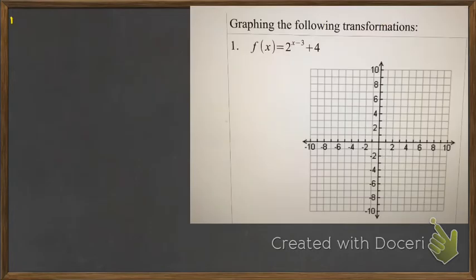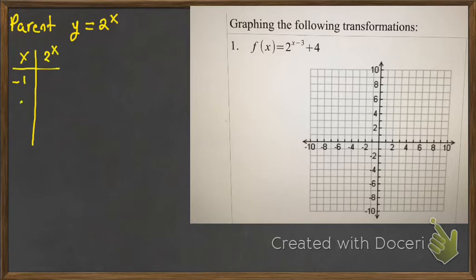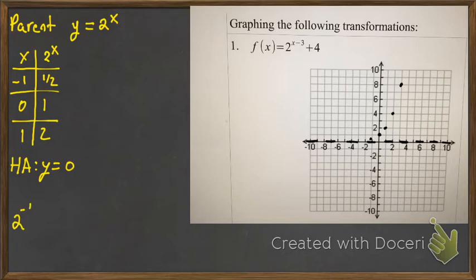So let's go ahead and take a look at the first one here. We're going to graph f of x equals 2 to the x minus 3 plus 4. So the base there is 2, and so our parent graph is 2 to the x. So we'll make our table x and 2 to the x. Use negative 1, 0, and 1. So it gives you 1 over the base, 1, and the base. In parent form, the horizontal asymptote is y equals 0. So we'll draw the horizontal asymptote and those 3 points, and then we'll graph that.